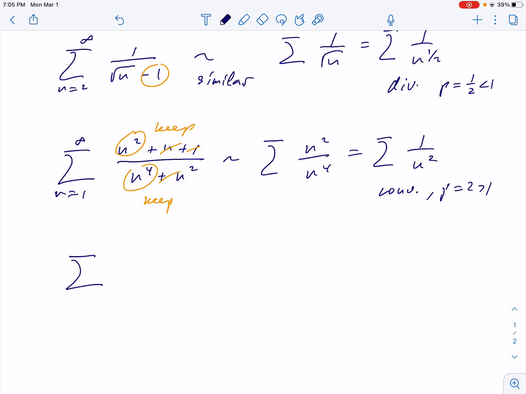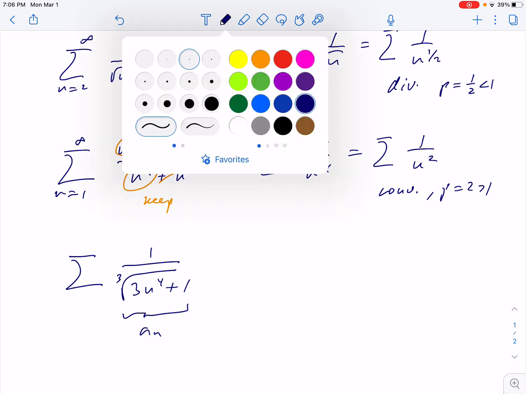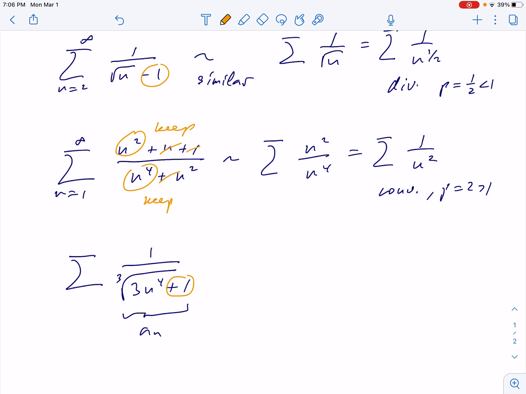Look at this. 1 over third root of 3n to the fourth power plus 1. The general term here is this, a sub n. So what I'm going to do, I'm going to drop this plus 1 here. This is what makes it different from P series. Just drop this. And the series becomes similar to 1 over third root of 3n to the fourth power, which I can write like that.